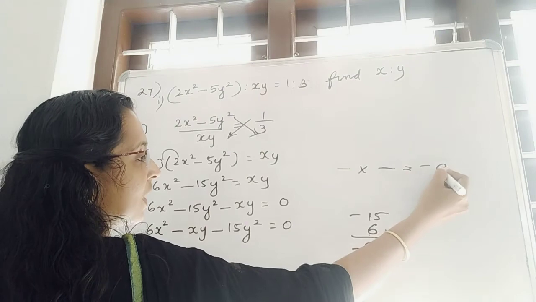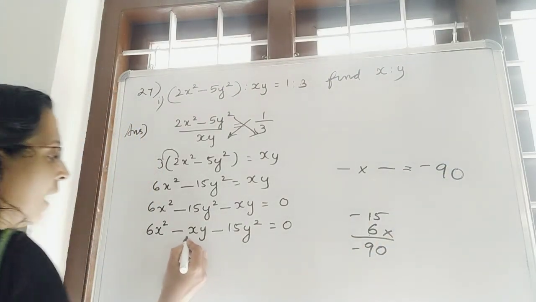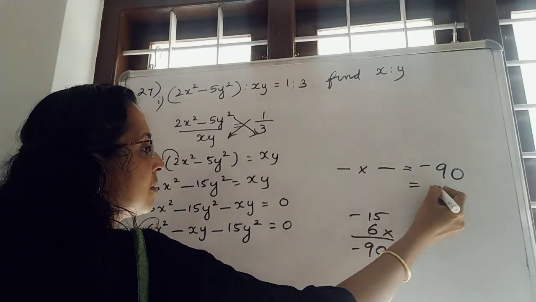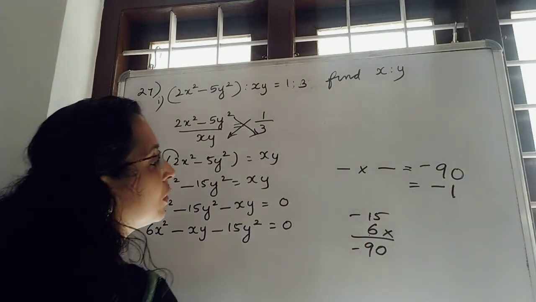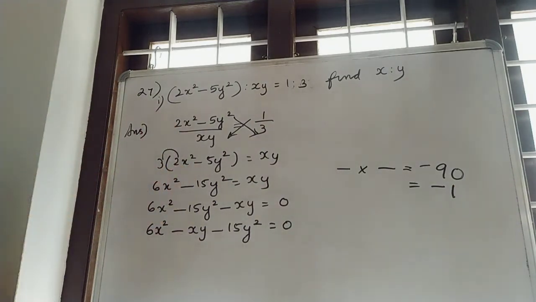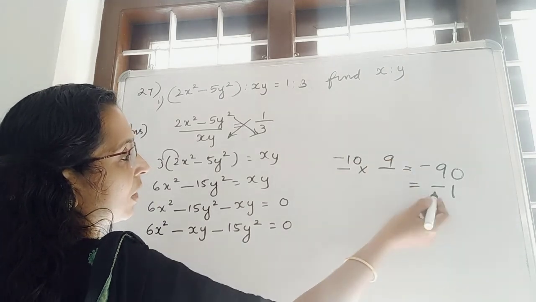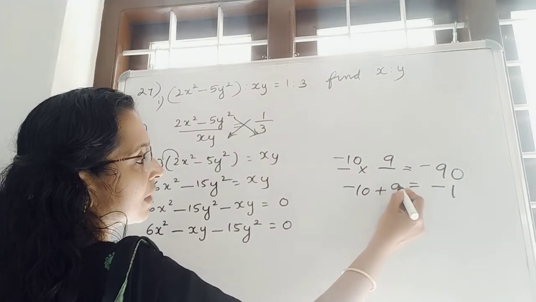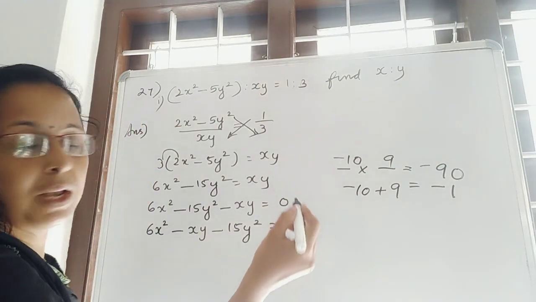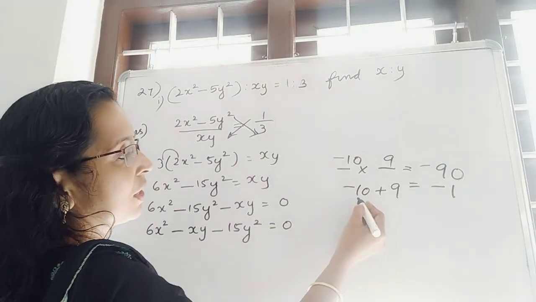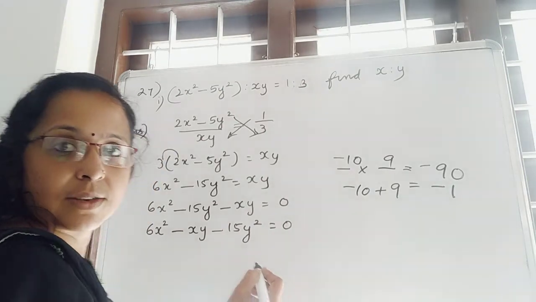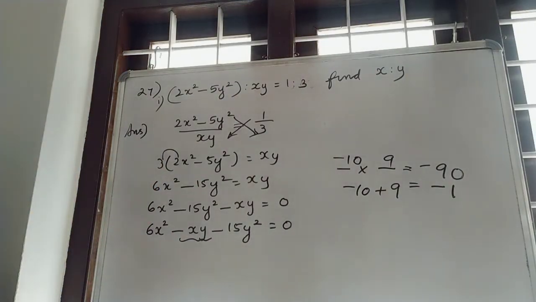So the two numbers should multiply to negative 90, and the middle term we want to get as negative 1. So which are the two numbers we want to take? Negative 90 we want to get, and negative 1. So think, can we write negative 10 and 9? Negative 10 into 9 is negative 90 and negative 10 plus 9 is equal to negative 1. So this xy, we can split the middle term.